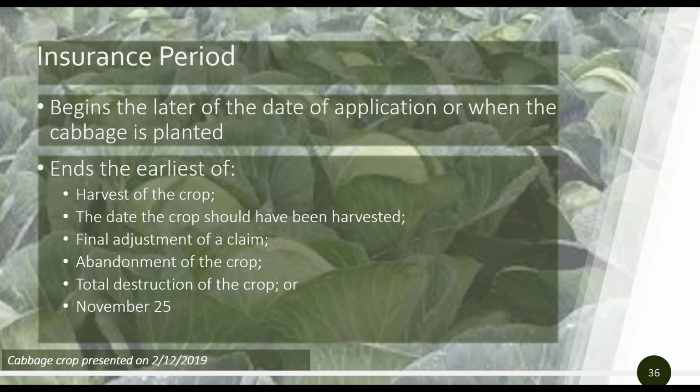The insurance period begins the later of the date of application or when the cabbage is planted. It ends the earliest of harvest of the crop, the date the crop should have been harvested, a final adjustment of a claim, abandonment of the crop, total destruction of the crop, or November 25th.